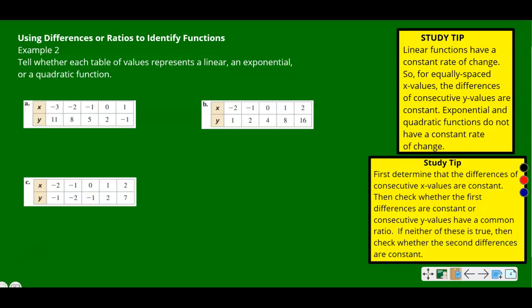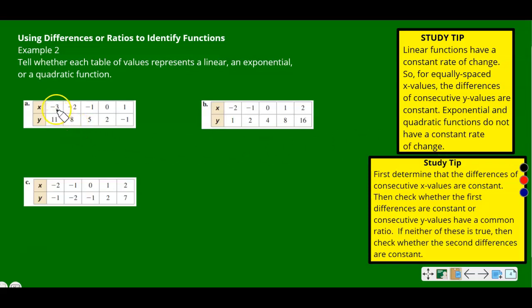Tell whether each table of values represents a linear, an exponential, or a quadratic function. If you look to the right side, you see a couple study tips here. Linear functions have a constant rate of change. So for equally spaced x values, the differences of consecutive y values are constant. Exponential and quadratic functions do not have a constant rate of change.